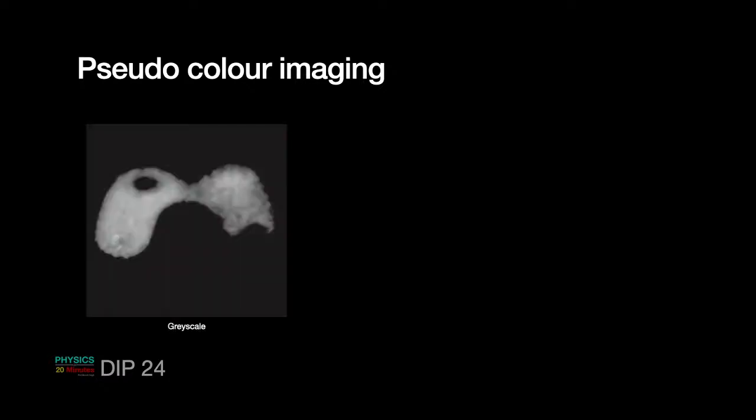Then going to the pseudo color imaging. Pseudo color imaging is very important. Let's look at this picture. This is a grayscale picture of, I guess, thyroid gland. And you can see that this is a decent image. Some shades of gray, black.